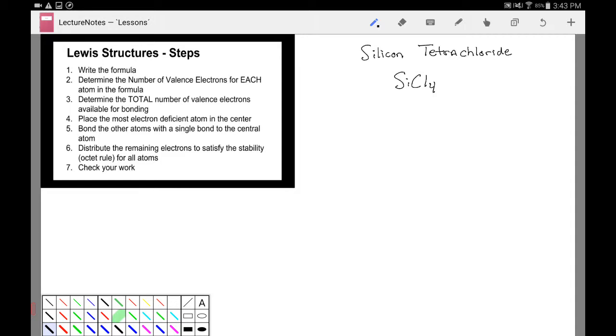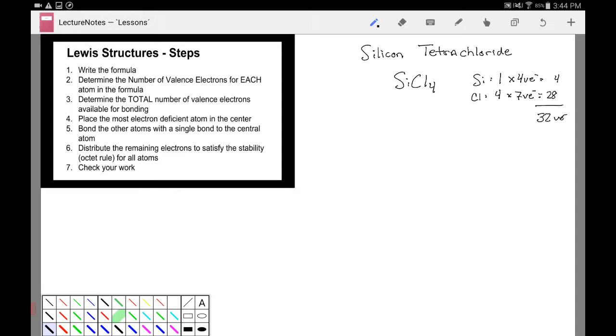To find the total number of valence electrons for each atom, we know that from silicon, with our one atom, we have 4 valence electrons because it is in group 4A. Chlorine, on the other hand, we have 4 of those atoms, and it's in group 7A with the rest of the halogens, so it has 7 valence electrons. This gives us a total of 4 valence electrons from silicon, 28 valence electrons from chlorine, for a grand total of 32 valence electrons in this structure.